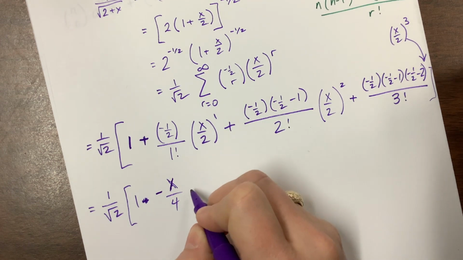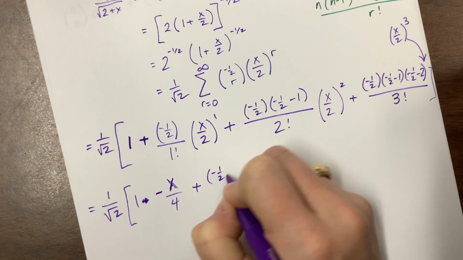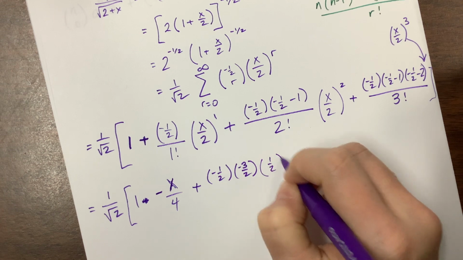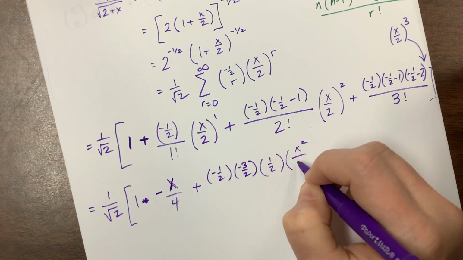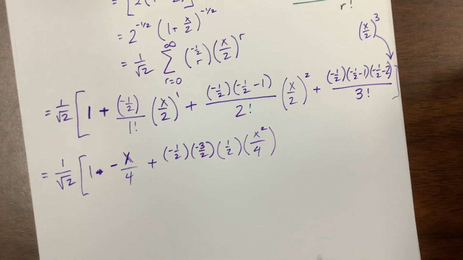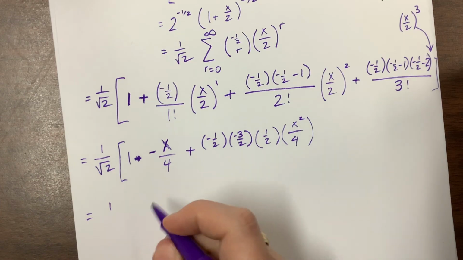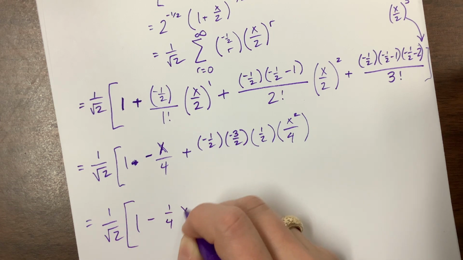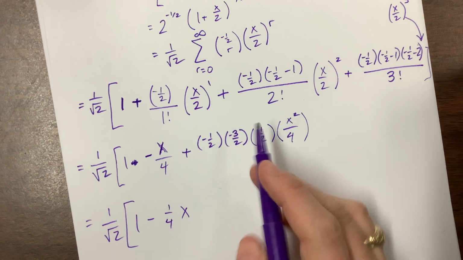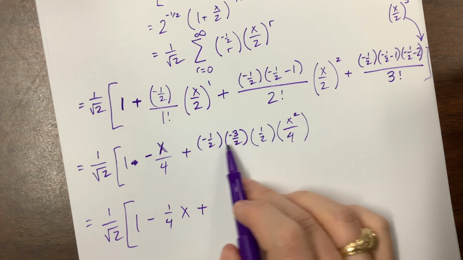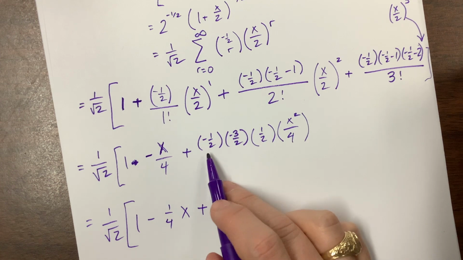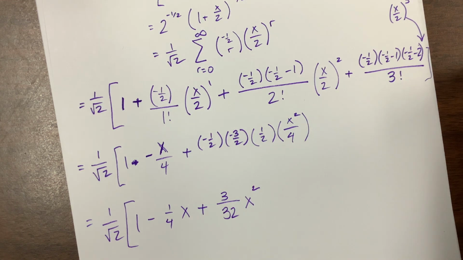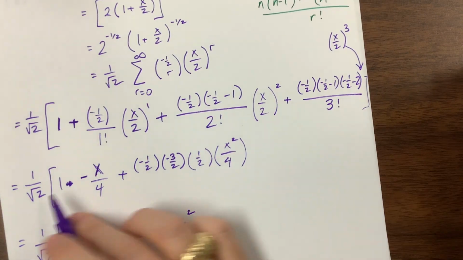This becomes, I have a plus a negative 1/2 times a negative 3/2, and this is divided by 2 factorial, and this is x squared over 4. So kind of cleaning all of that up. Now this becomes a negative times negative is a positive. I have a 3 in the numerator, and then I have a 2 times 2 times 2, that's 8 times 4 is 32. Okay, and then that was term 1, 2, 3.